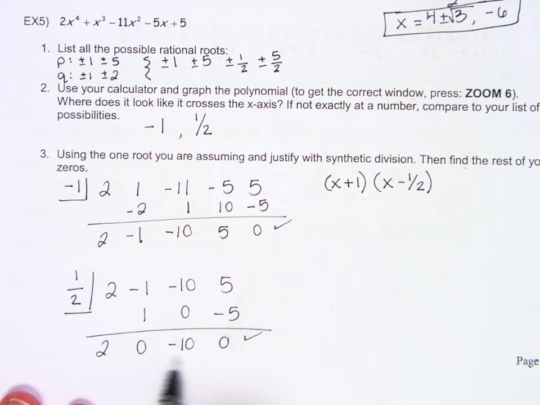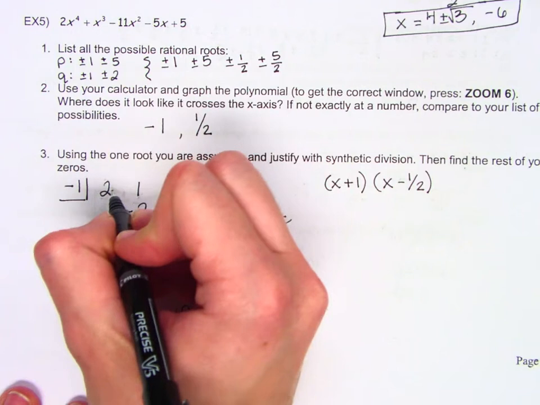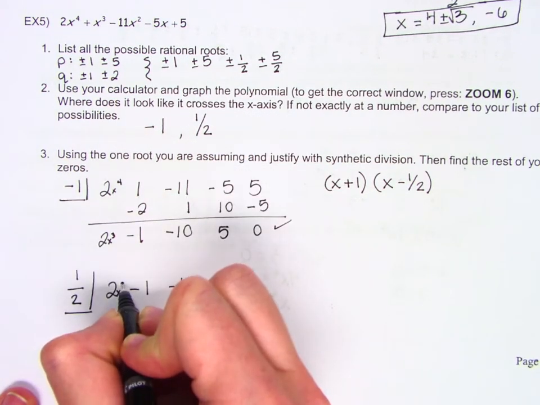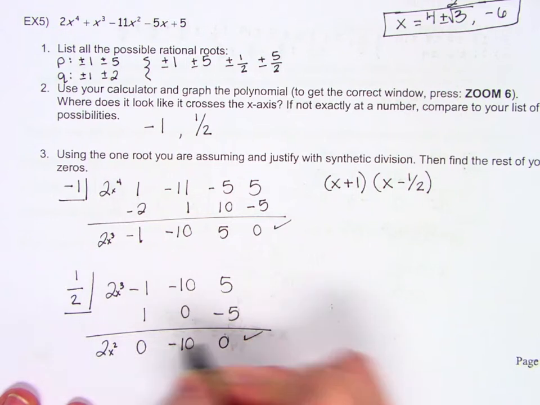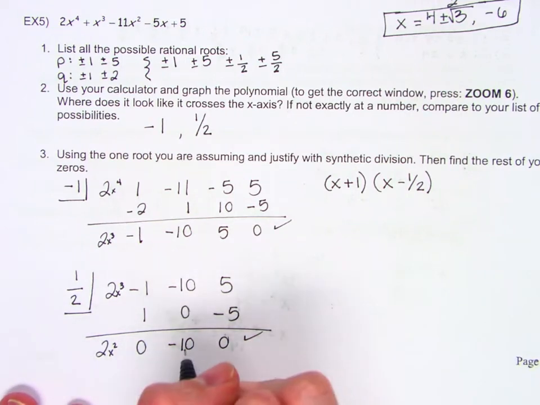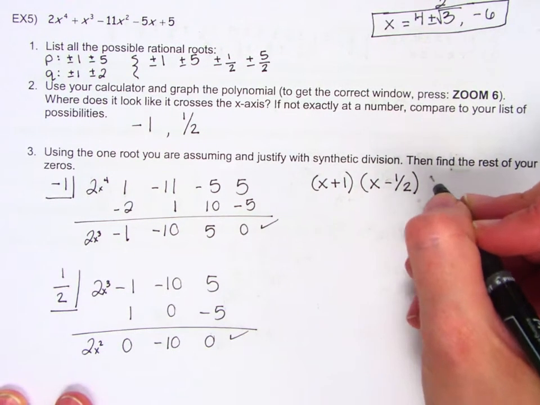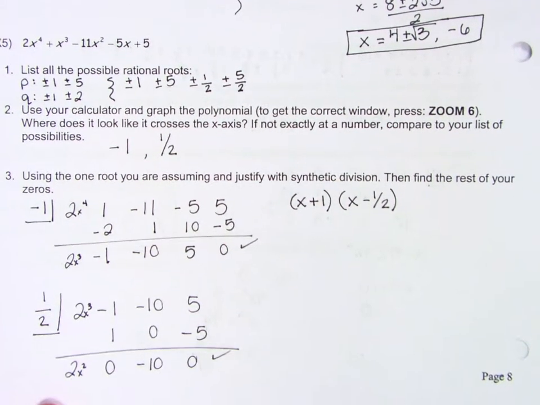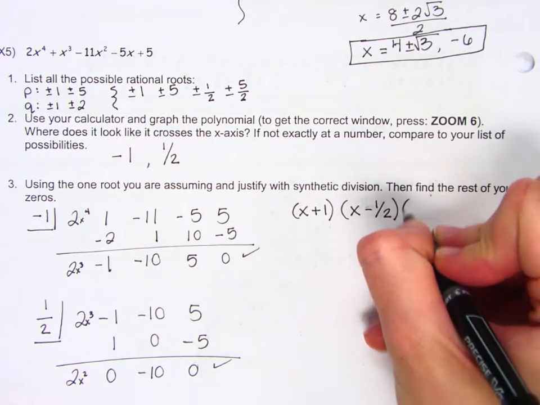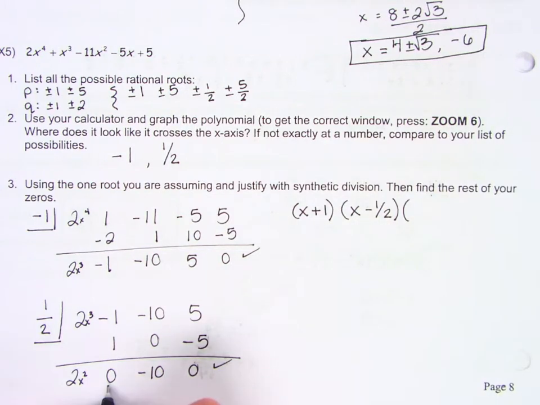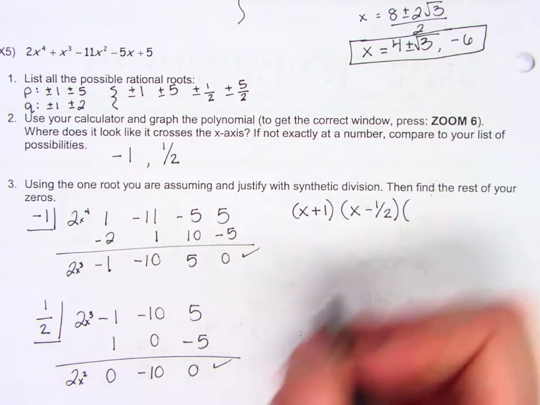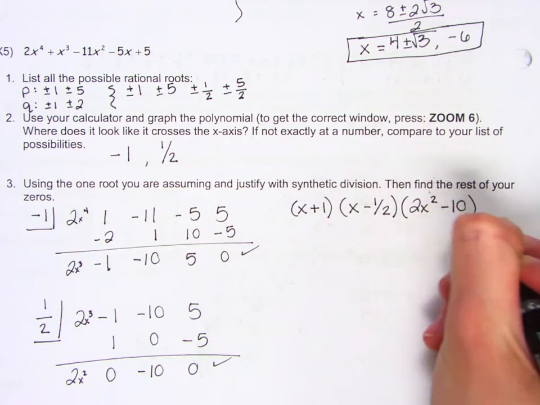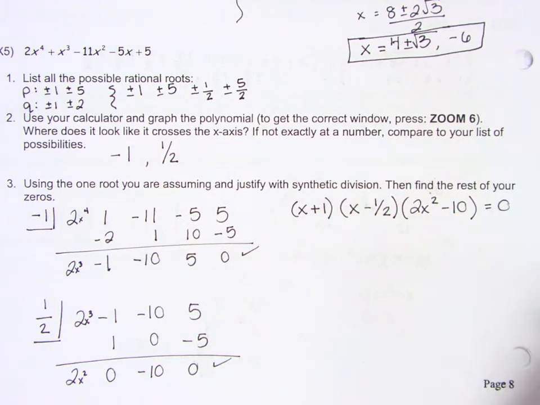At this point, we have to be very careful because remember we started at x to the 4th. This is now x cubed. So that means this is x cubed, leaving us with 2x squared down here. Now, we know how to factor binomials, and we know how to factor trinomials. This ends up being a trinomial here. Oh, actually, it's just going to be a binomial because of this 0. So we have 2x squared minus 10.